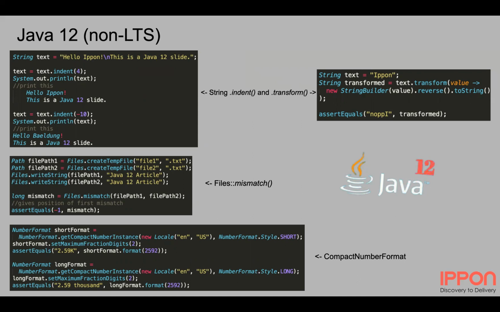And then you get this transform, which you can throw a string builder into and call string builder's methods and do what you'd like transformation wise. So you can more easily manipulate your strings there.